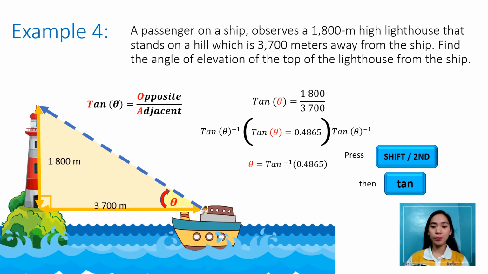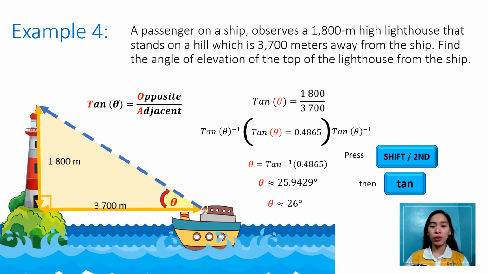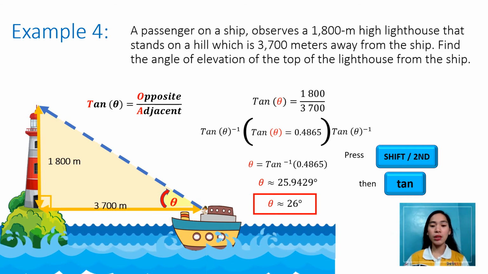So the result is approximately 25.9429, or simply 26 degrees. So this 26 degrees is our angle of elevation from the ship to the top of the lighthouse.